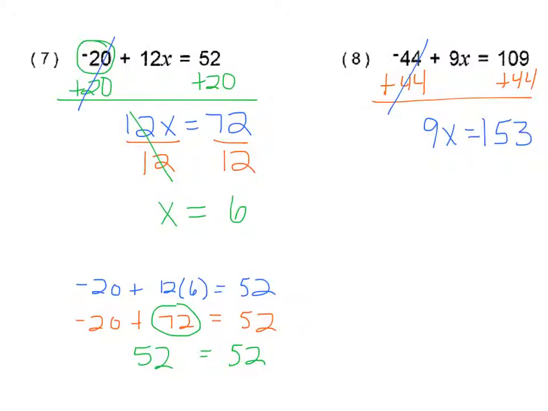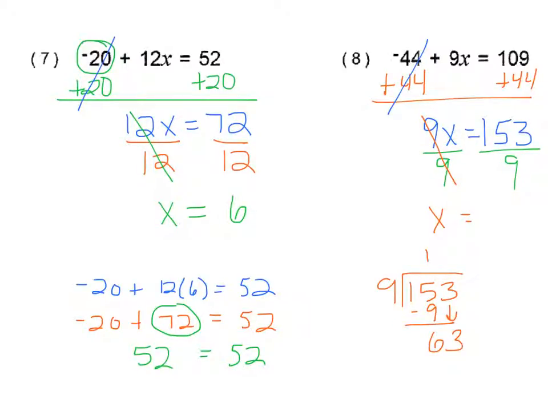So to get rid of the 9 on the x, we're going to divide by 9 on both sides. And the 9s cancel, leaving us with x. So 153 divided by 9. 9 goes into 15 once. Subtract, we get 6. Bring down the 3. And 9 goes into 63 7 times. And we'll have no remainder left over, so the answer is 17.